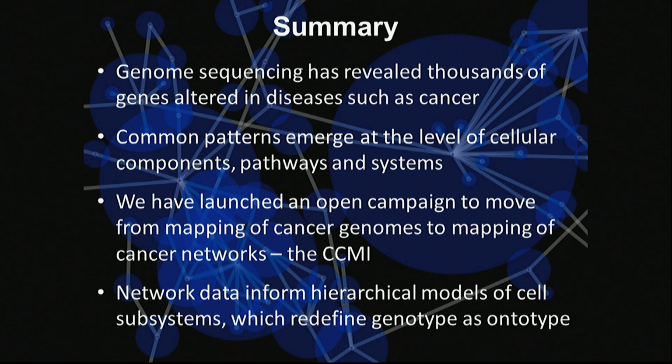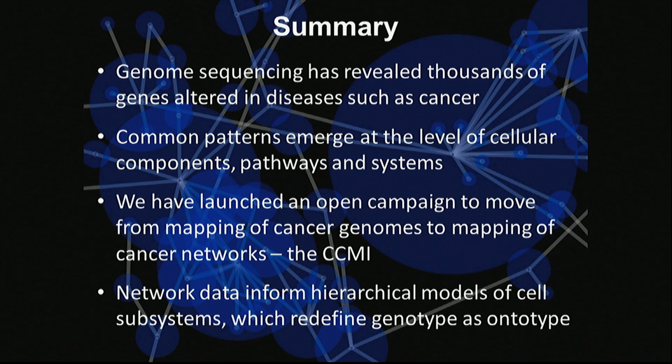So in summary, as we know, genome sequencing has revealed thousands of genes altered in many diseases. Some of these genes are well known and have strong effects. Others have weak effects, and we don't know exactly how many there are. But common patterns emerge, or begin to emerge, at the level of components, pathways, and systems. For cancer, Nevin and I have recently launched this open campaign to try to map cancer networks and apply them using these principles. And this is, by the way, not meant to be an exclusive activity. We'd love to involve people who are interested, and we have a planning meeting going on into the summer for that. So please let me know if you'd like to participate.